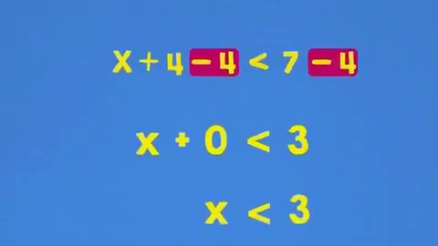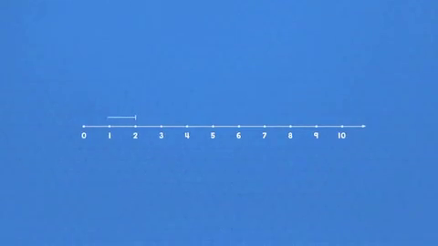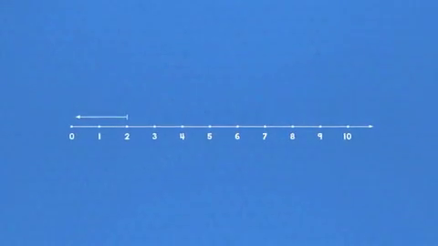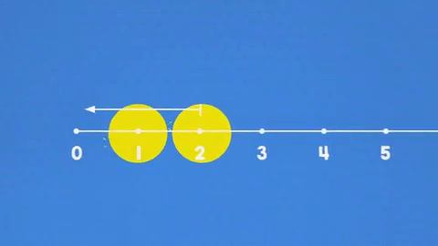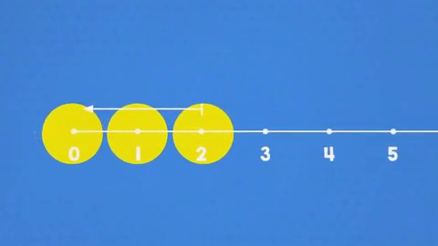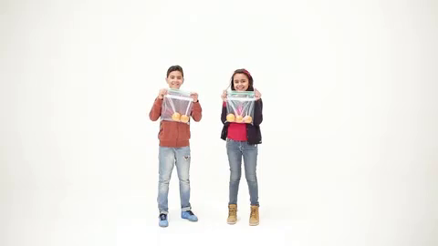This could also be represented on the number line. Since the unknown x is less than 3, we count back to the left, starting from the largest number of the set, 2, and down to the smallest natural number, which is 0. Let's take a look at another property of inequalities.